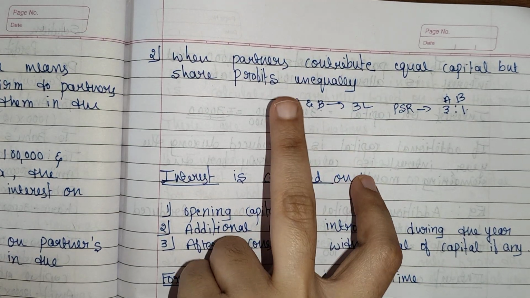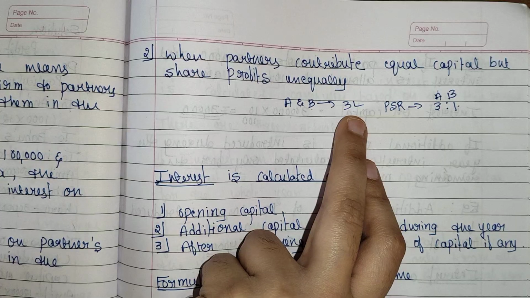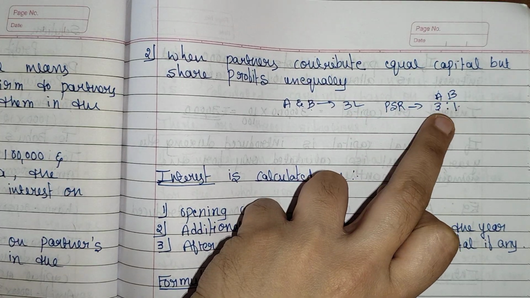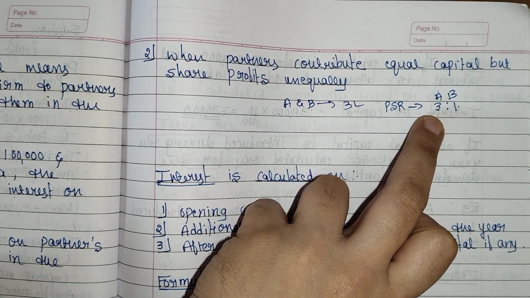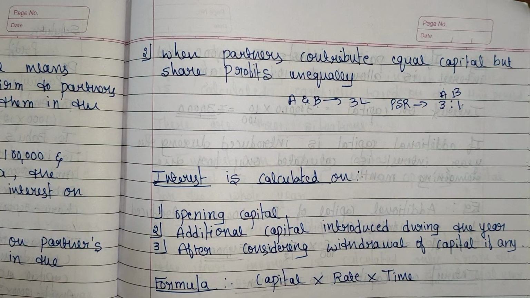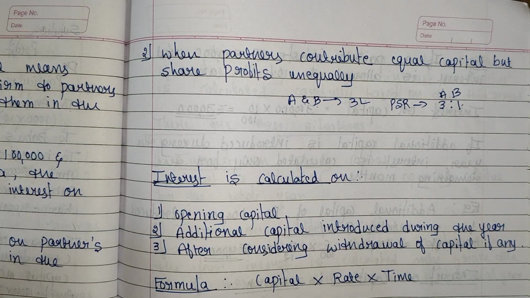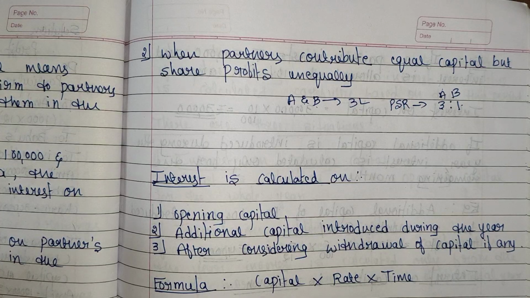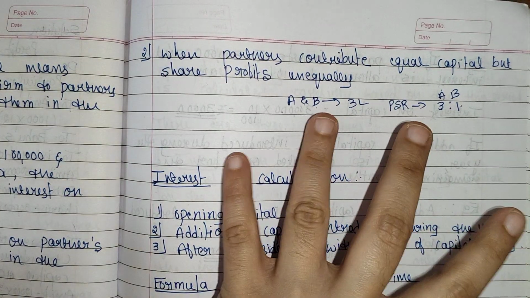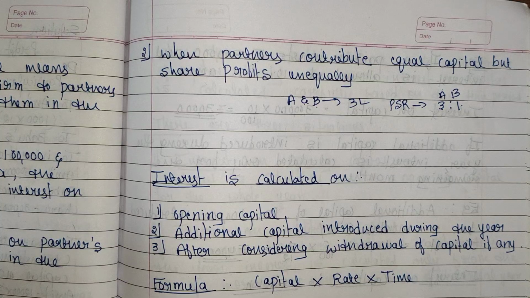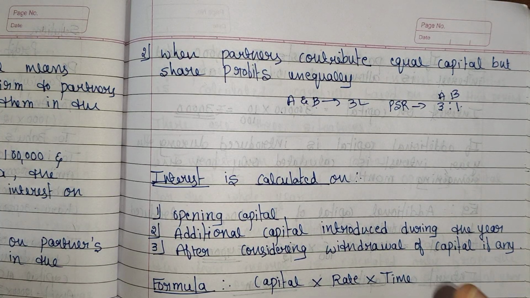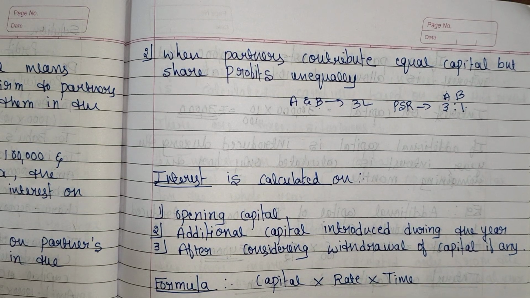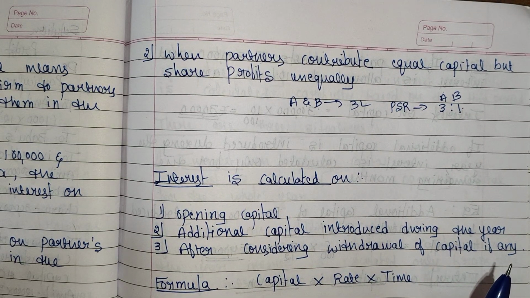Here both partners invested equal capital, that is 3 lakh, but A receives a larger share of profit. So to give a fair return for the capital invested by both partners, interest on capital is provided equally based on their capital contribution. This helps in treating the partners fairly for the amount invested in the business.